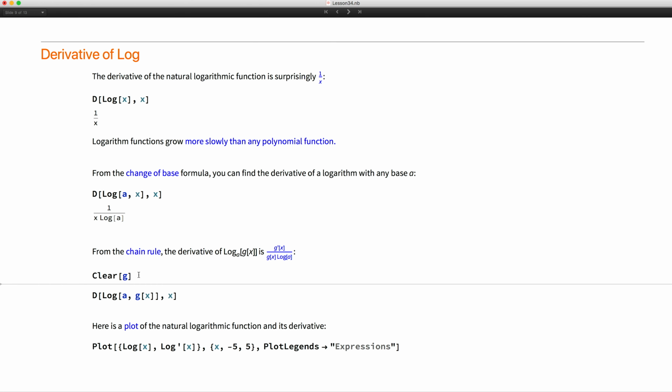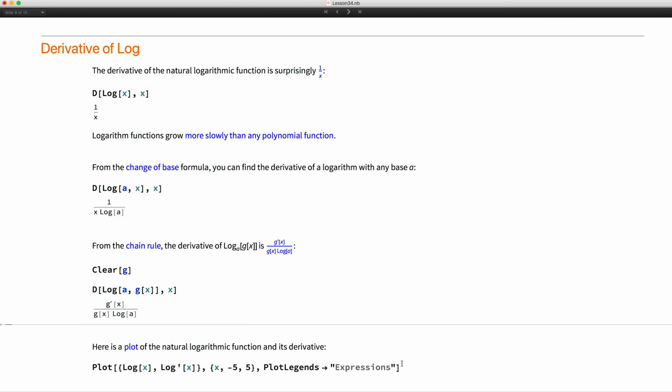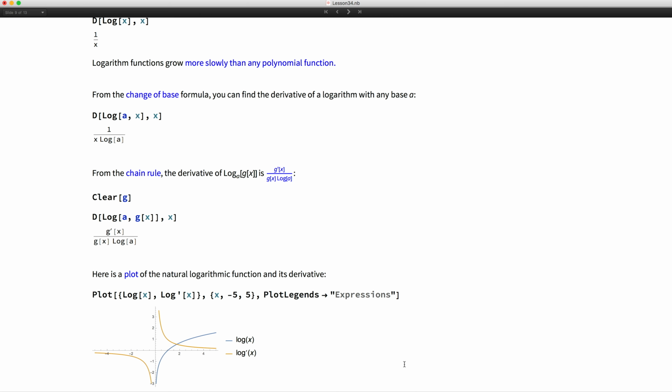You can apply a chain rule and work out more complicated derivatives. And here is a plot of the logarithm and its derivative. But notice that the logarithm function is only defined for positive x, whereas its derivative is defined for all x. And that's an issue which we'll come back to later in the lesson.